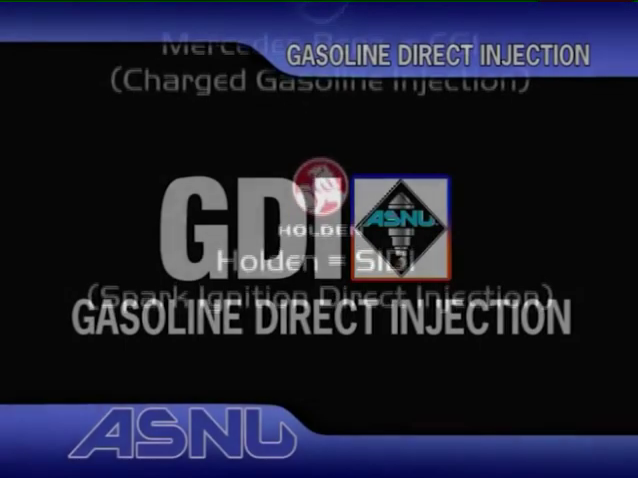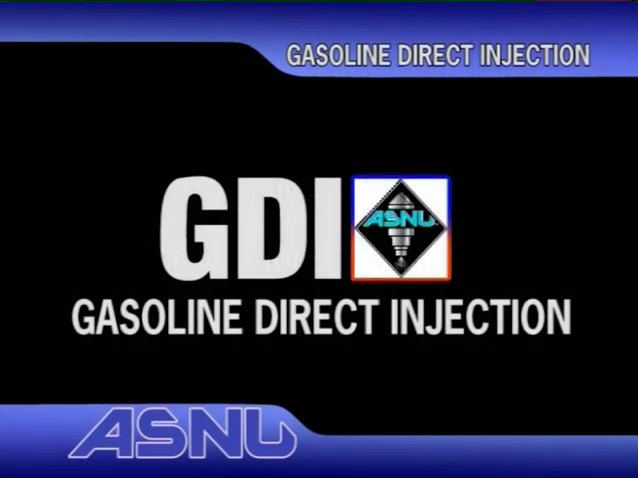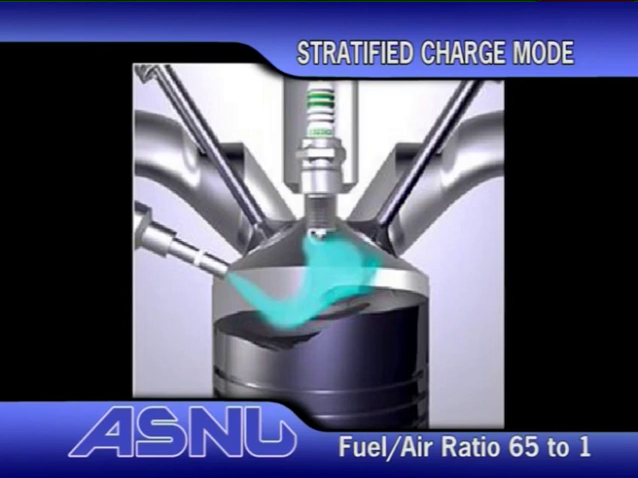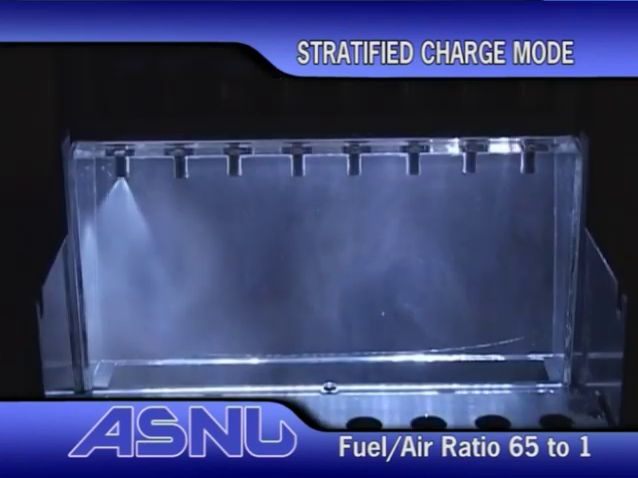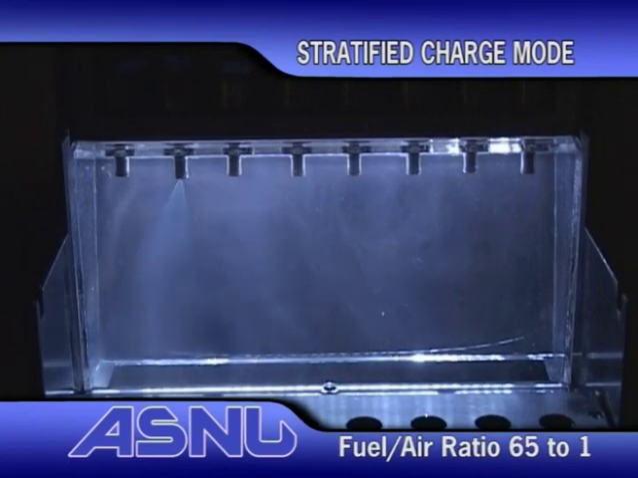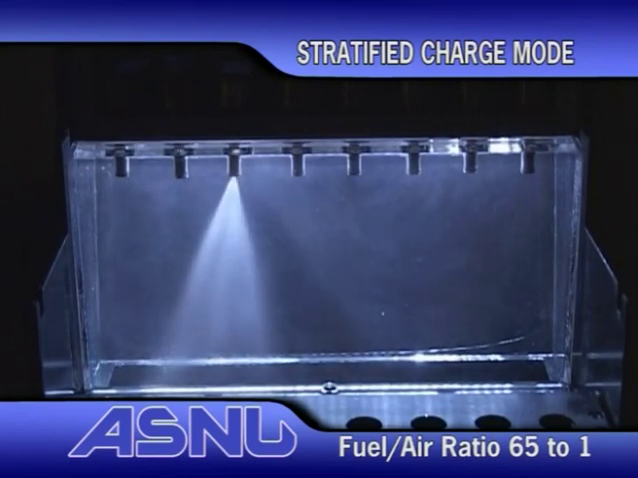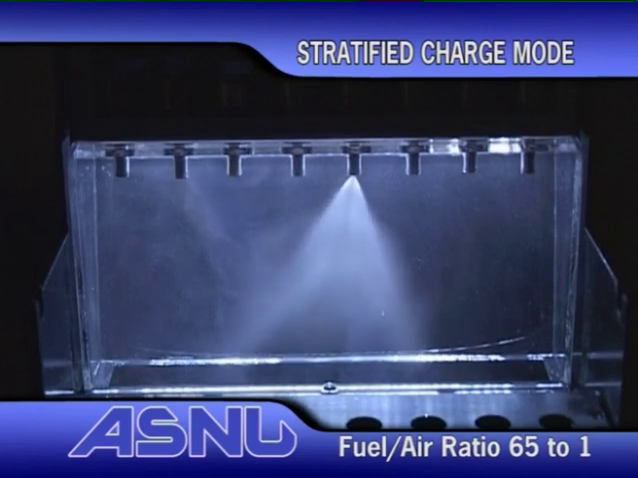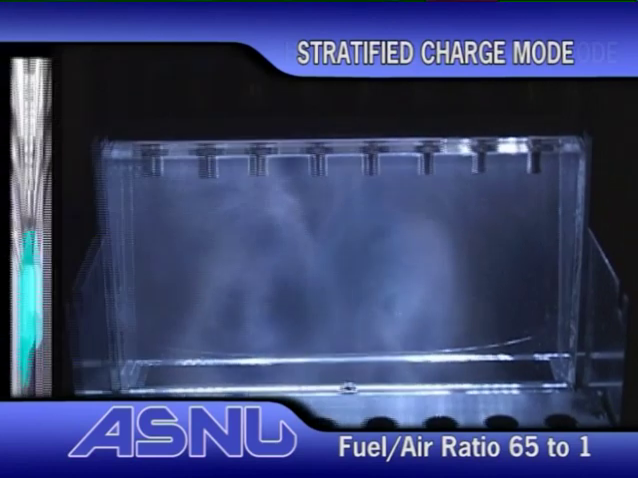The GDI system has two running modes, stratified and homogeneous. Stratified charge mode. This mode is the economical combustion cycle. In some systems, the air-to-fuel ratio can be as high as 65:1. In this mode, the injector delivers a minimum amount of fuel into the combustion chamber, just before the piston reaches the top and before the plug fires. This mode is used at idle and light throttle settings when the car is driven slowly in some systems.